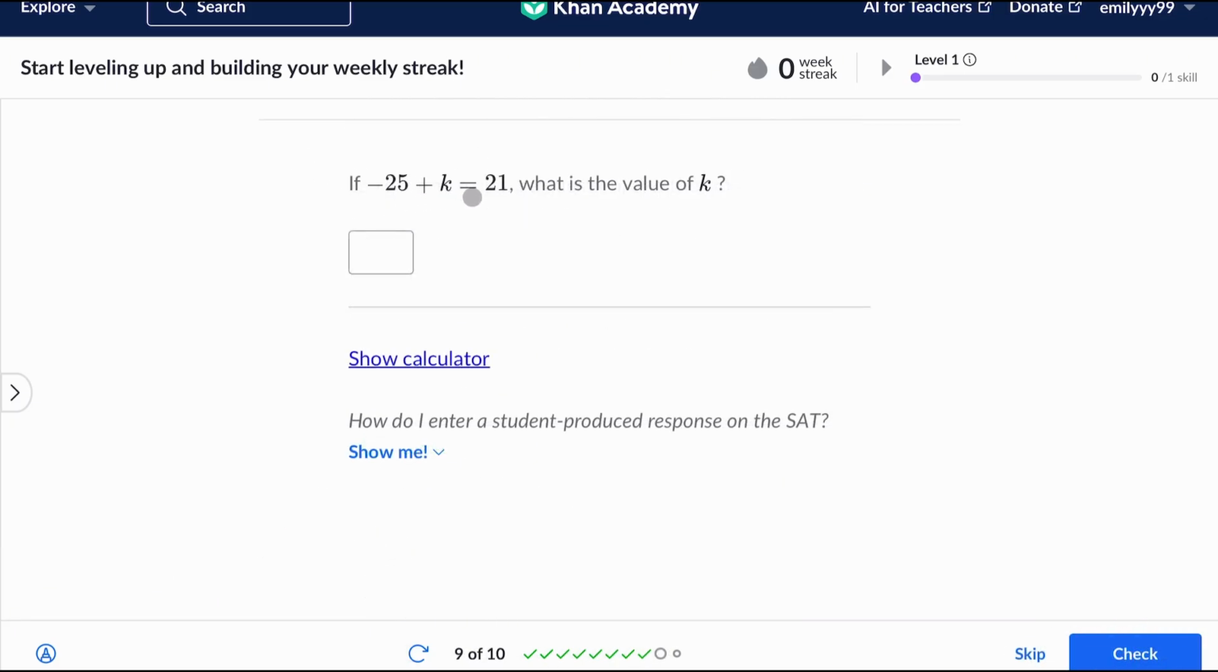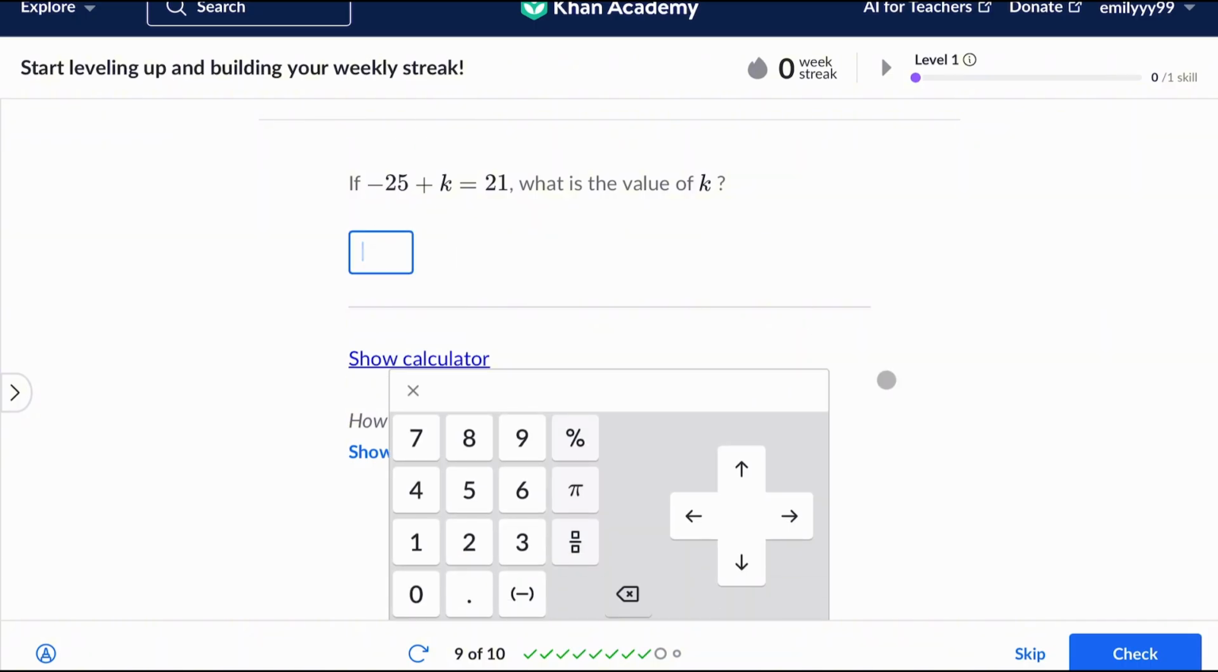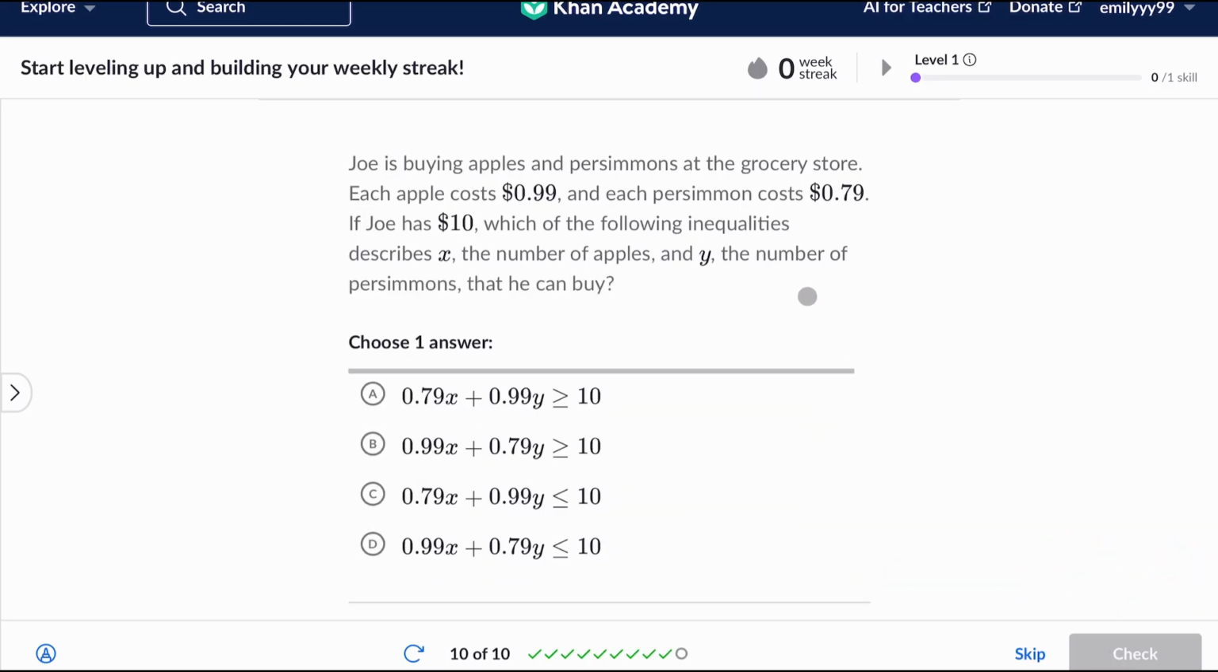If -25 plus K is equal to 21, what is the value of K? So just solve for K there. Plus 25. 21 plus 25, and that should equal 46. Again, on the digital SAT, just use the calculator for every question.